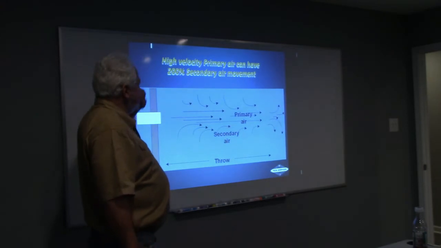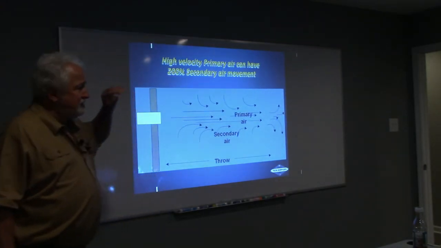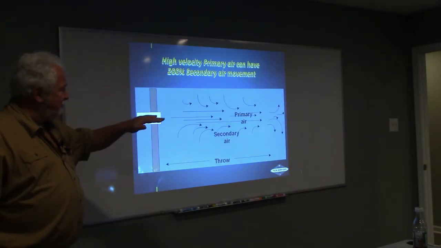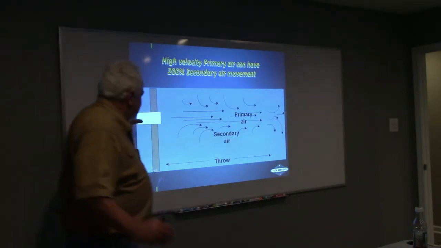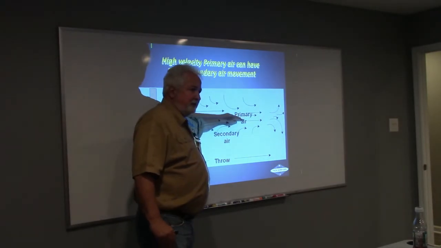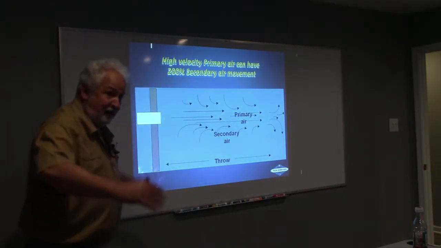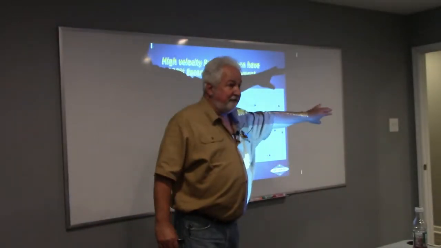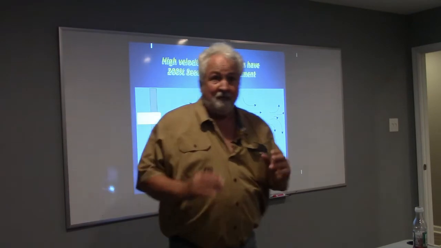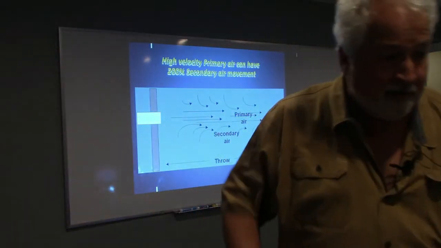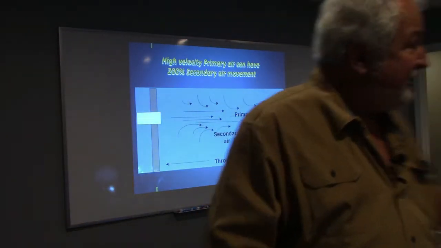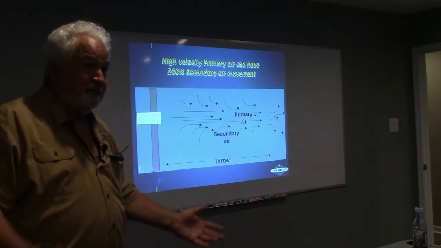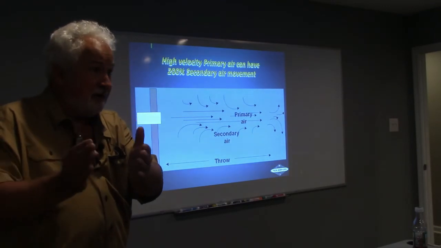So, high velocity, primary air. If that air is coming out at a high velocity, it's moving out of there quickly. The primary air is what I'm throwing out here. The secondary air is the air that starts moving because air is moving this way fast, and this air is going to start moving. I can have about 200% secondary air movement based on the velocity of the primary air movement.